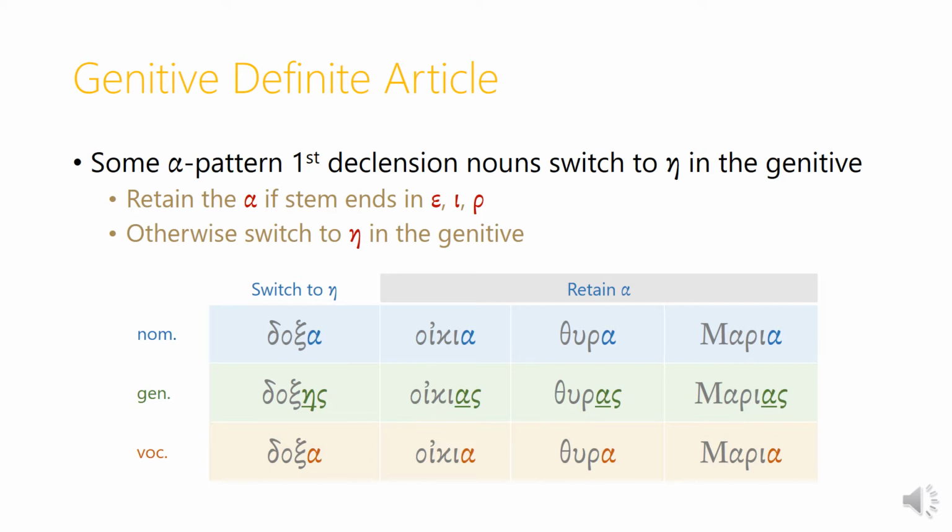But if we look at the word oikia, which ends in an iota, that's one of our key letters, and so the alpha stays in the genitive, and it's oikias instead of oikies. Similarly with thura, the stem ends in a rho, that's one of our three key letters, and so the alpha sticks around in the genitive, and we have thuras. And Maria becomes Marias in the genitive, again because the stem ends in an iota.